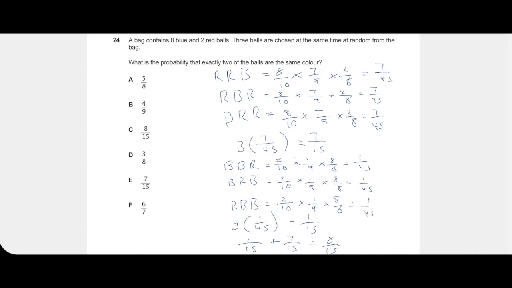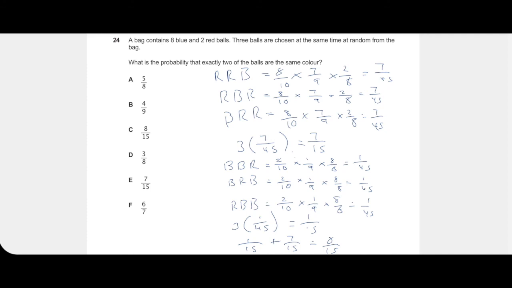So, we know that there are going to be many different options for getting out 2 balls of the same colour in 3 picks. You could have red, red, blue; red, blue, red; blue, red, red. You could also have blue, blue, red; blue, red, blue; red, blue, blue. And if we work out the probabilities of getting these combinations and adding them together, that'll be the answer to this question.